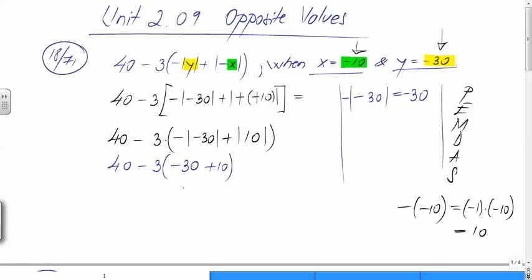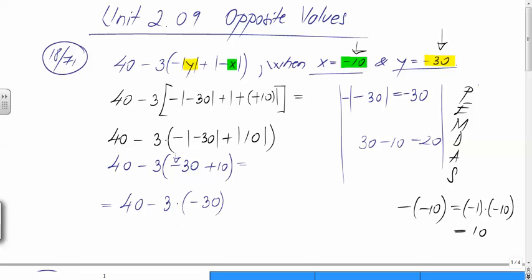Okay, I'm still inside the parentheses. Well, I need to add -30 to positive 10. Okay, what is that? Well, 40 stays there, minus 3 times -30 plus 10. You're adding two integers with different signs. The rule said subtract the smallest absolute value from the largest absolute value. So you basically have 30 minus 10, which gives you 20. And then keep the sign of the largest absolute value, which is -30. So inside the parentheses, you will have -30.